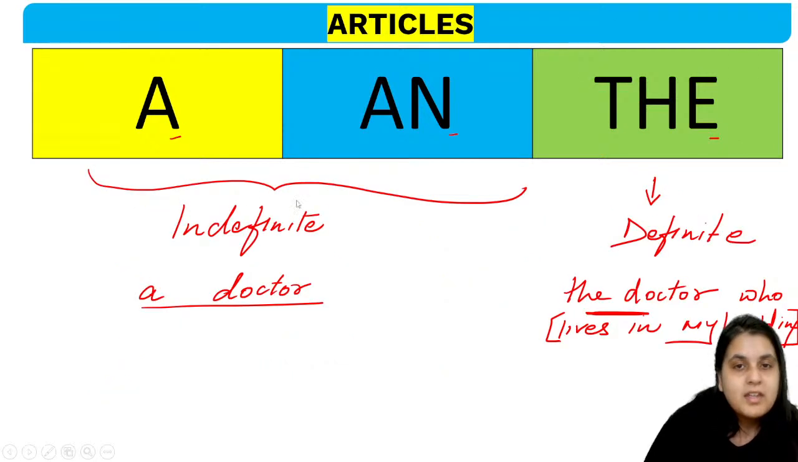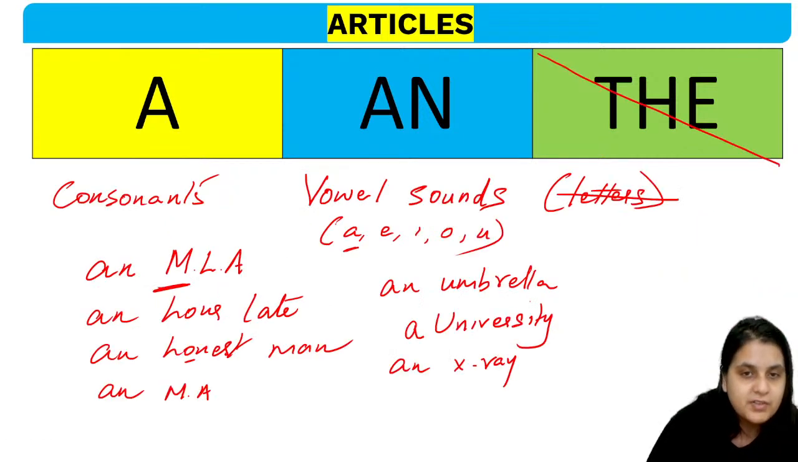Sorted guys? A and an are used for indefinite. They are called indefinite articles. They are used to refer to someone or something in general. An is used with vowel sounds. And a is used with consonant sounds. Our focus should be on the sound and not the letter. Got it? An aeroplane. Very good. Wonderful. So this is the basic groundwork.